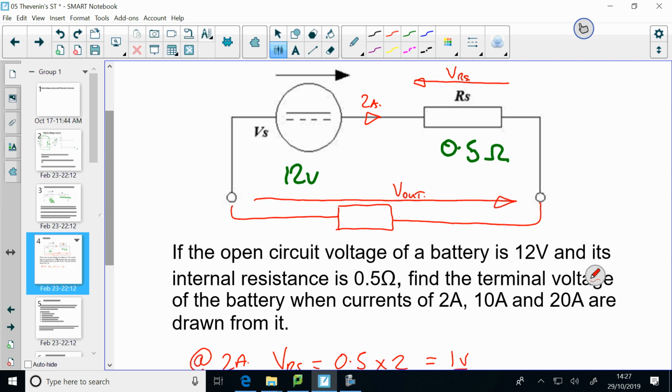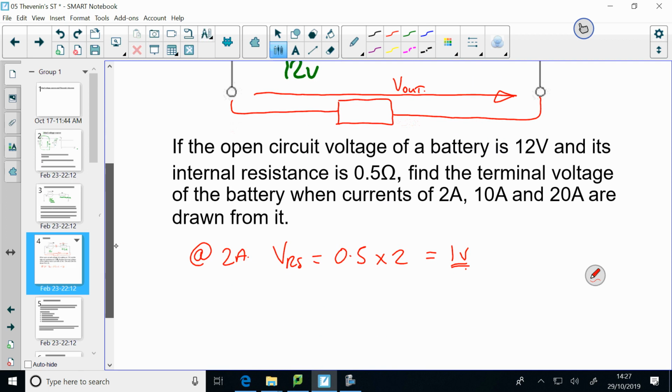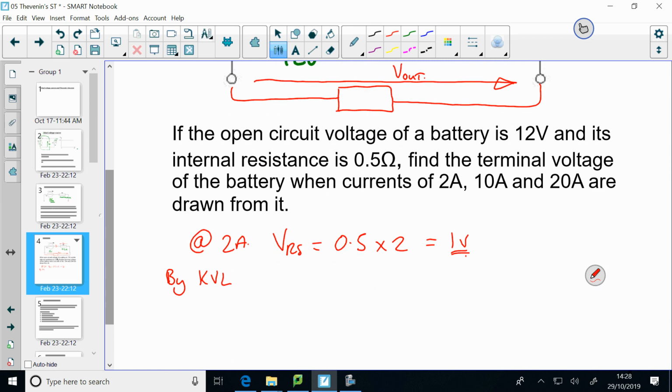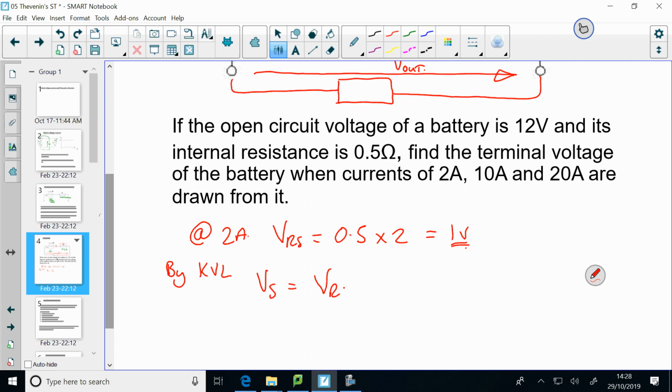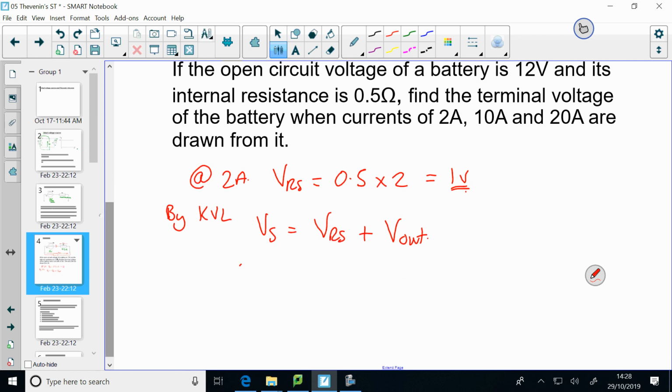If we follow the rules we went through, just so everybody understands, we put all the clockwise arrows on one side of the equation. So by Kirchhoff's voltage law, clockwise arrows are Vs, anti-clockwise arrows are VRS plus V out, and then we can rearrange that for V out. Therefore, V out equals Vs minus VRS. That is 12 minus 1 equals 11 volts.